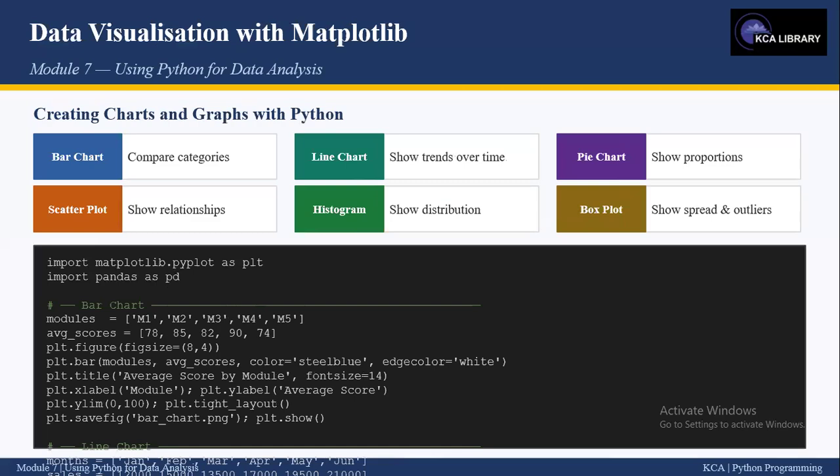Data visualization with Matplotlib. Matplotlib is Python's primary charting library and supports 6 core chart types: bar chart for comparing categories, line chart for showing trends over time, pie chart for proportions, scatter plot for relationships, histogram for distributions, and box plot for showing spread and outliers. In the bar chart example, we plot the average score per model using plt.bar. Add a title, axis labels, set axis limits, and save the chart to a file using the savefig function.